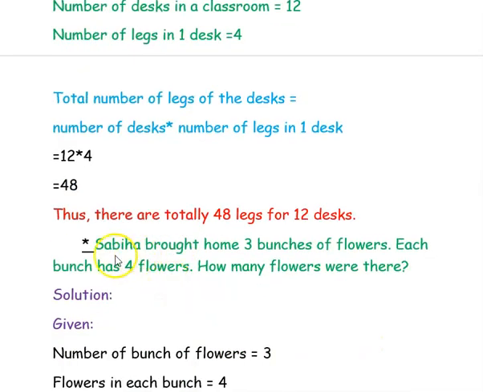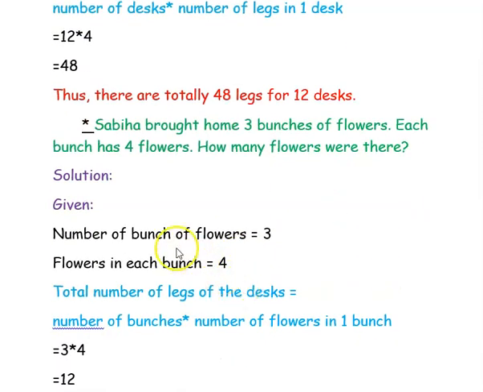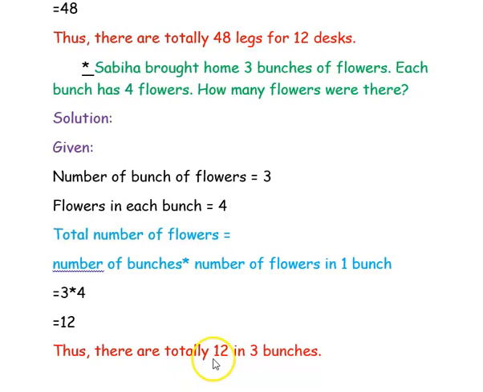Next example is Sabiha bought 3 bunches of flowers. Each bunch has 4 flowers. So how many flowers were there? So number of bunches of flowers is 3 and number of flowers in one bunch is 4. So total number of flowers is number of bunches into number of flowers in one bunch. So number of bunches is 3 and number of flowers in one bunch is 4. So 3 into 4 is 12. So thus there are totally 12 flowers in 3 bunches.